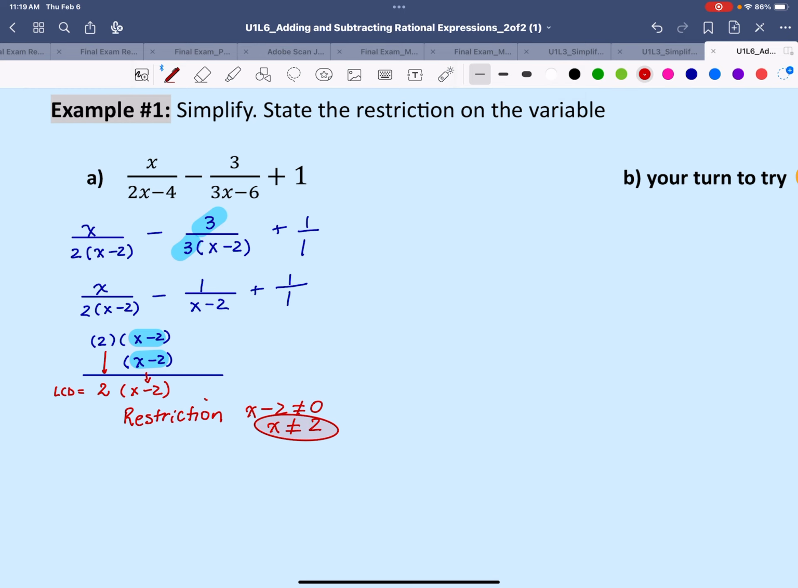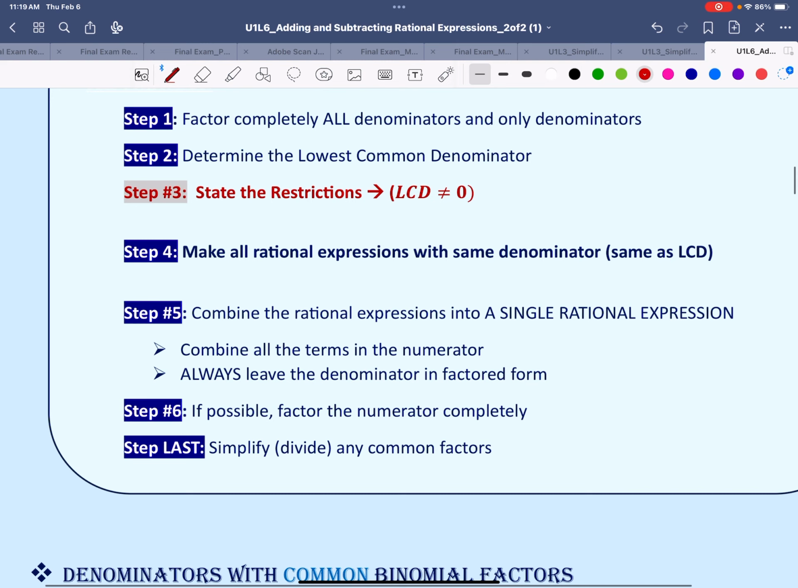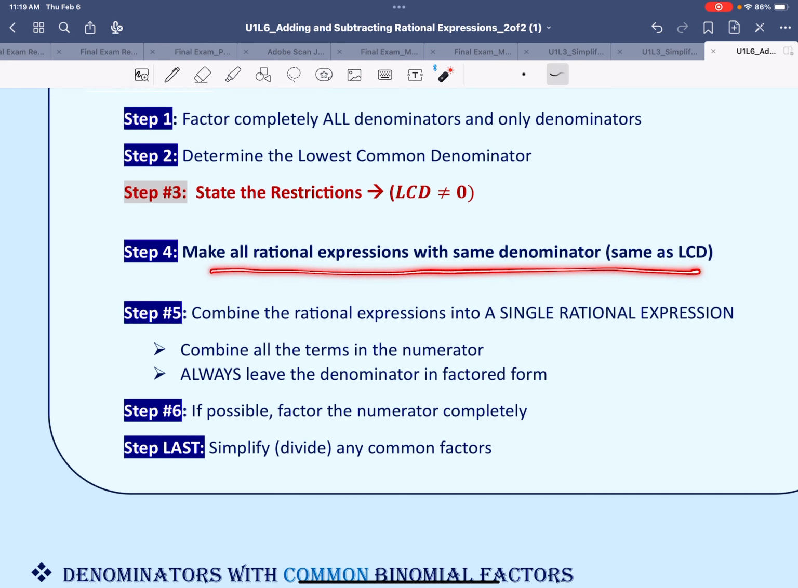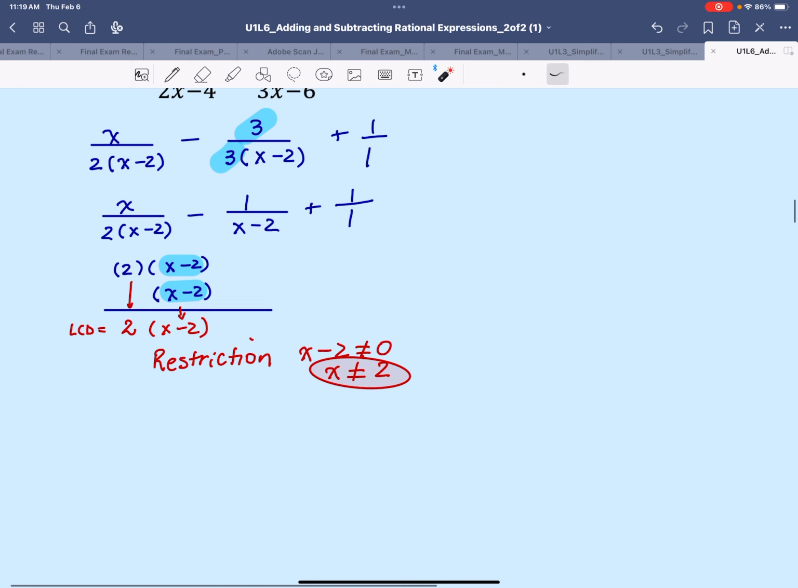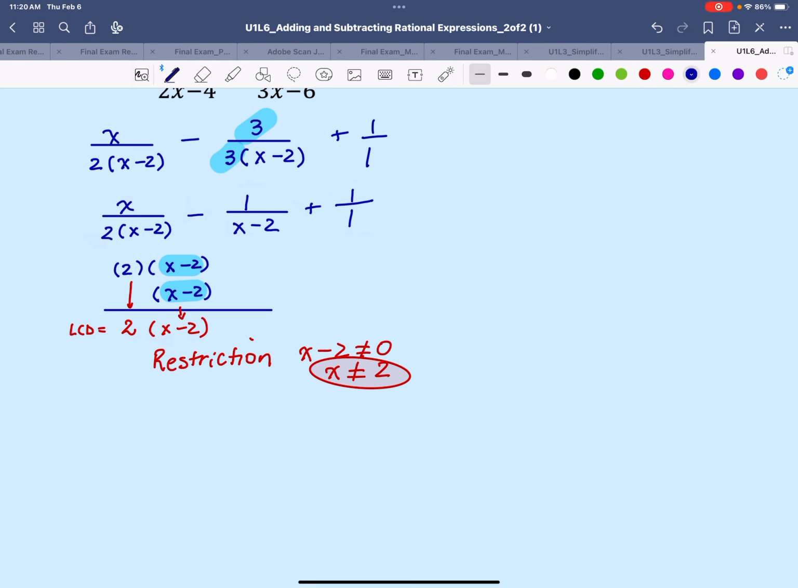And next, let's take a look at our steps. We have to make all rational expressions with the same denominator. So we are on step 4. What that means is that we're going to revisit every term in our rational expression here, and we'll try to make all the denominators the same as the lowest common denominator. As you can see, the first term, the rational term x over x minus 2 times x minus 2, has the denominator same as the lowest common. It doesn't need any changes, so we'll leave it as is.